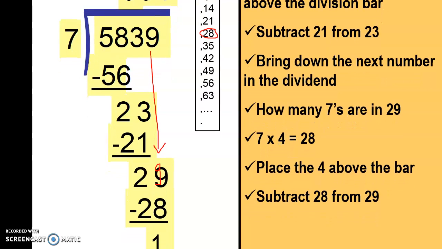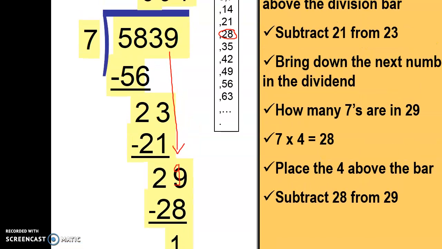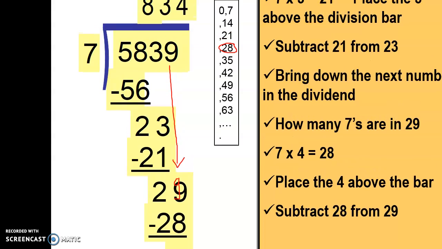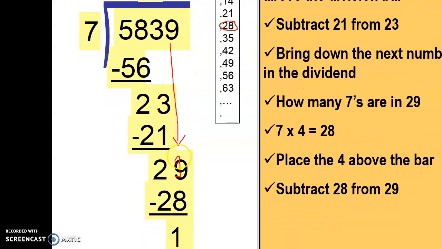The number will be 1. Now, do we have more digits to copy down? No more digits, so we stop. That's it. So our remainder is 1, means 1 is left, and our quotient is 834. So the answer of this equation is 834 with 1 as the remainder, so 1 is left.